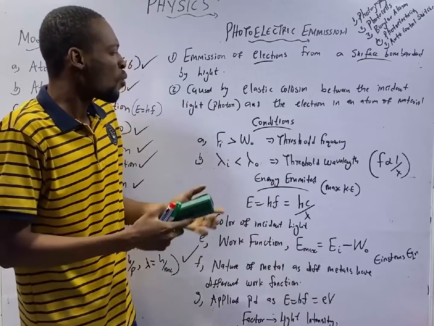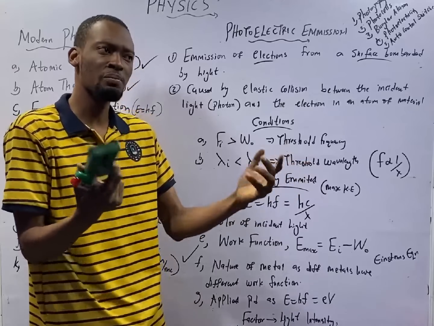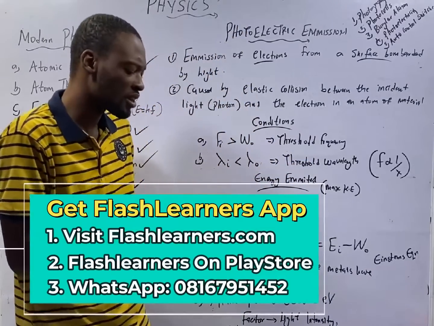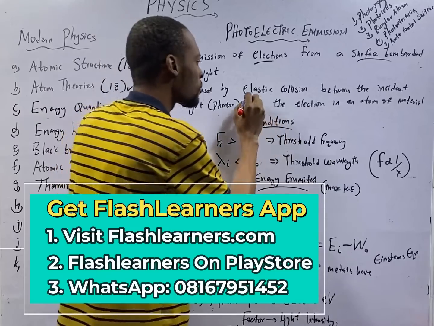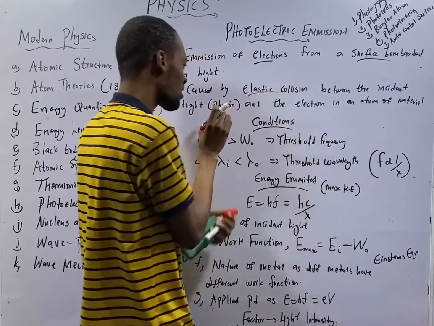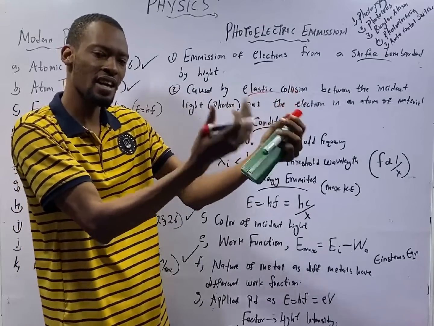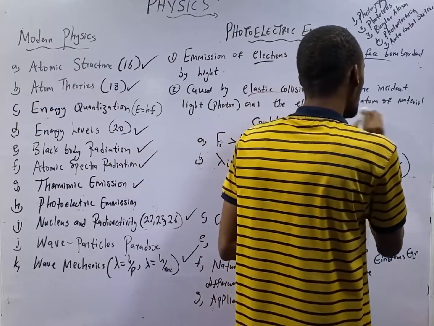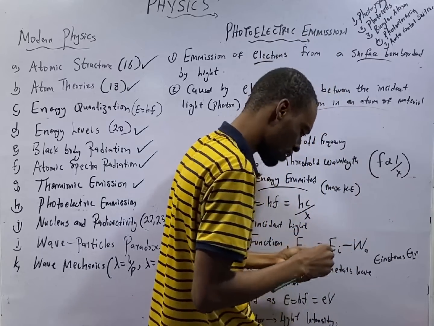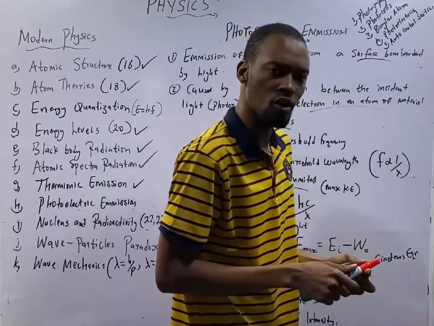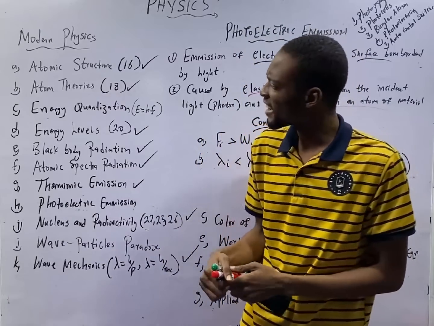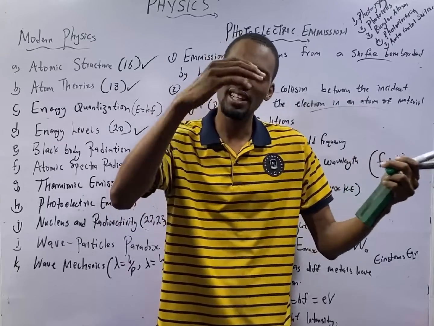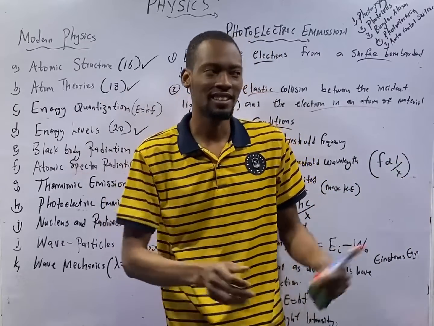Now, why would a surface emit electrons when light is incident on it? This is because there is elastic collision between the incident light, the photon (packets of light are referred to as photons), and the electrons of the atoms of the material. A question comes to mind. If I now take a torch and shine it on a surface, will electrons be emitted?